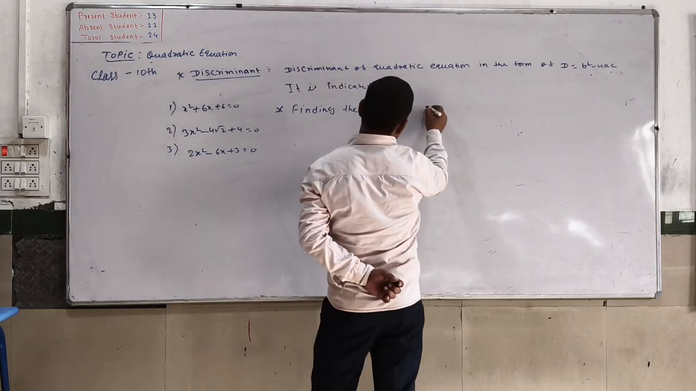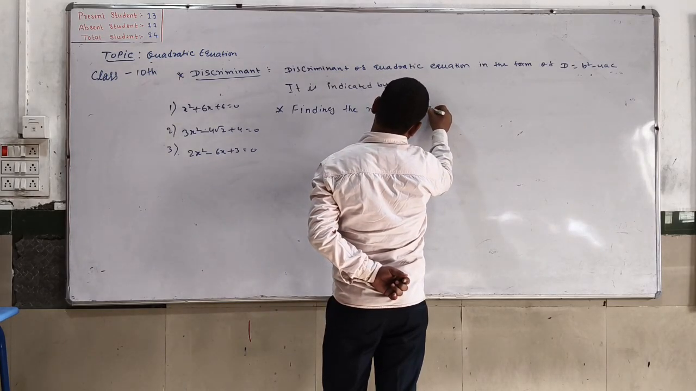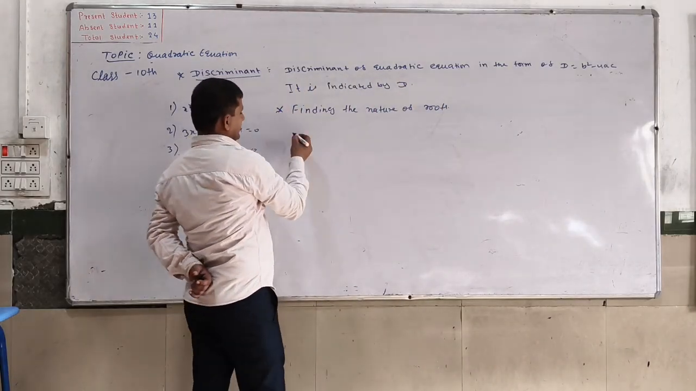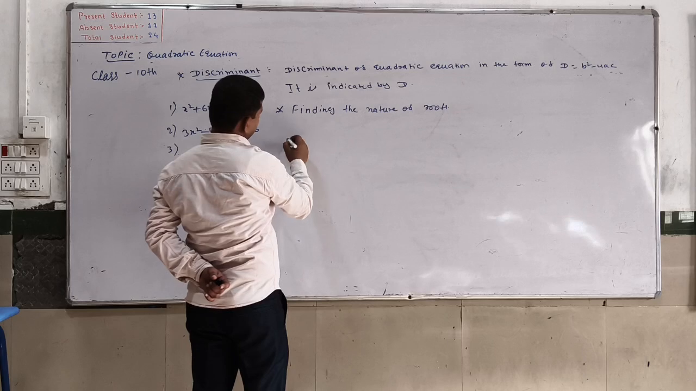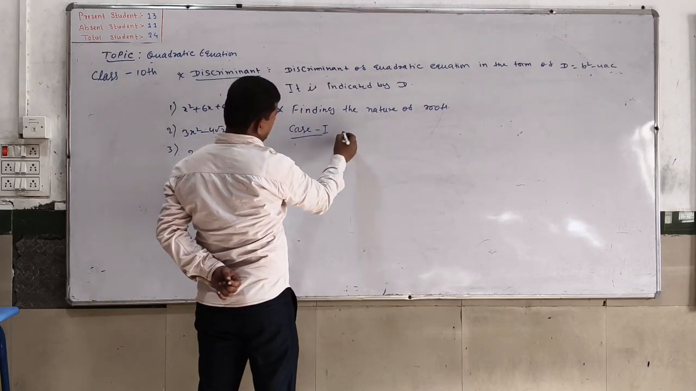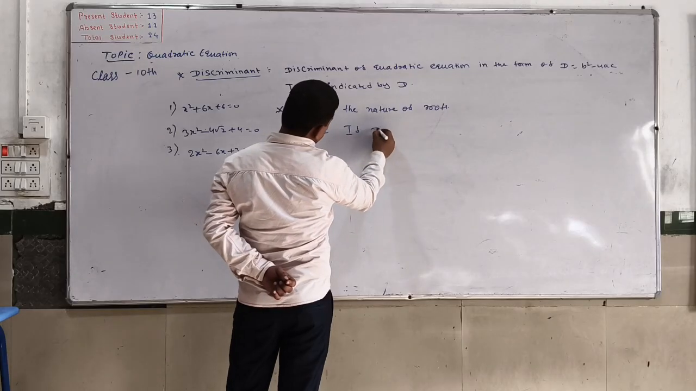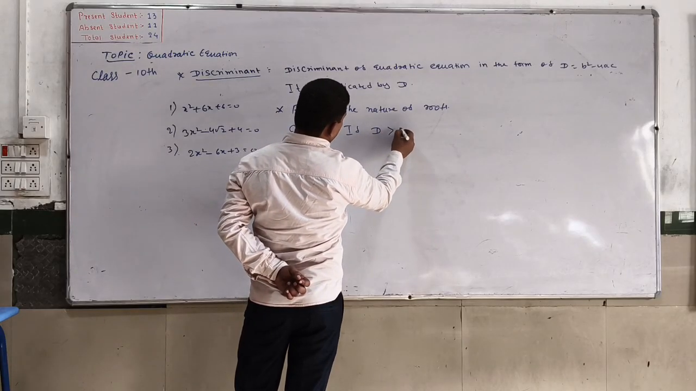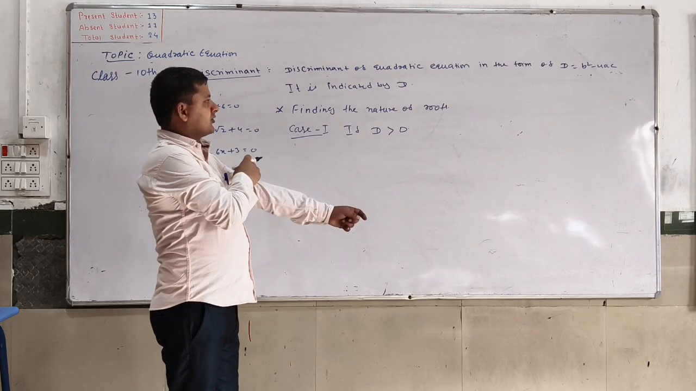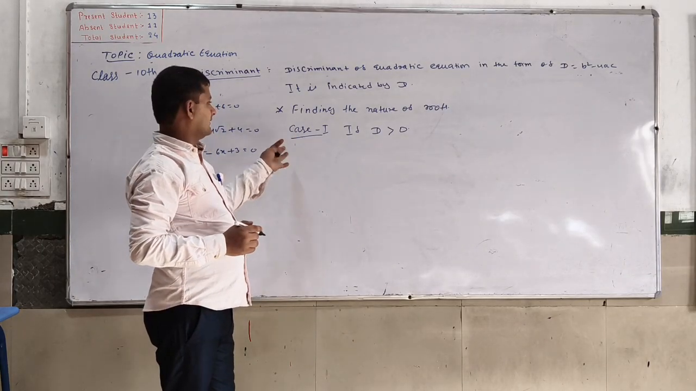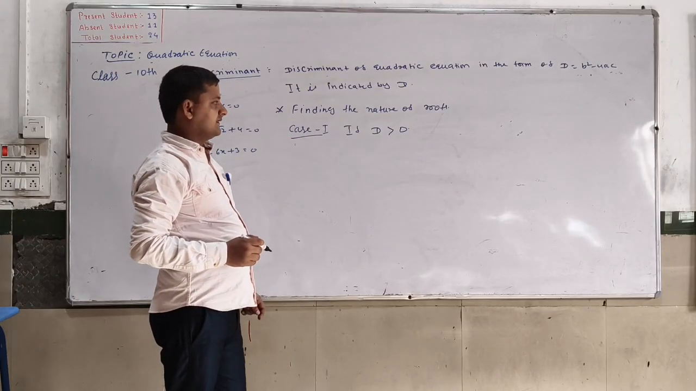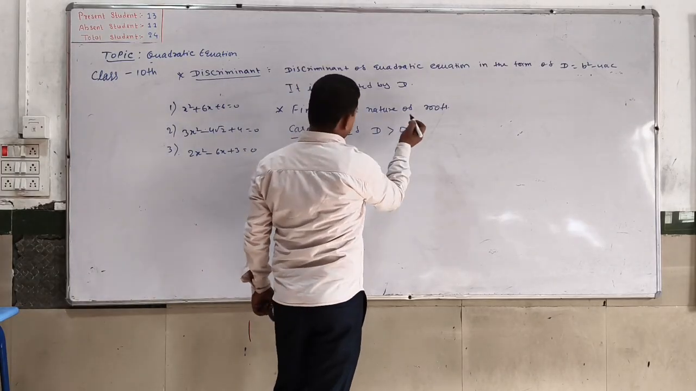Finding the nature of roots. First, if d is greater than or equal to 0. When finding the nature of roots, there are three cases. This equation has three cases. The first is if d is greater than 0.